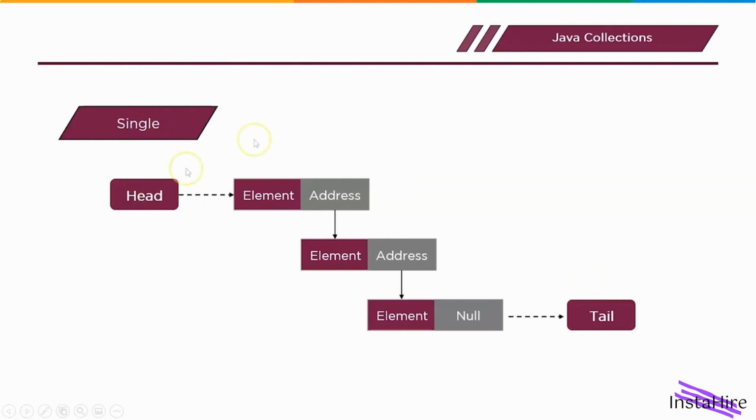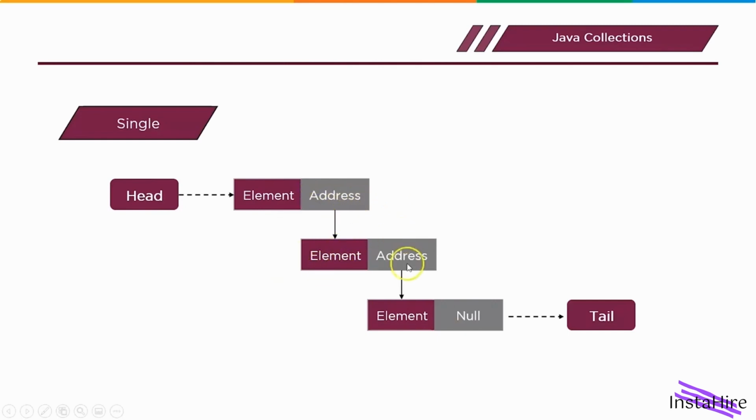So in between the head and tail we have nodes. These nodes are the combination of the element value and the address of the next node. The head will be pointing to the first node, which will have the first element along with the address of the next node. So this address block will point to the next node in the linked list.